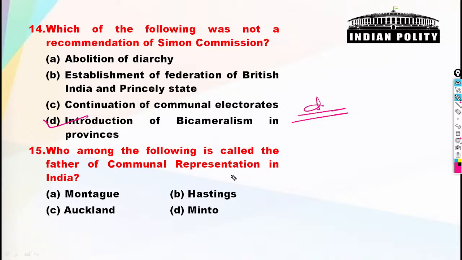Who among the following is called the father of communal electorate system in India? Lord Minto, because he was the man behind the introduction of the communal electorate system.